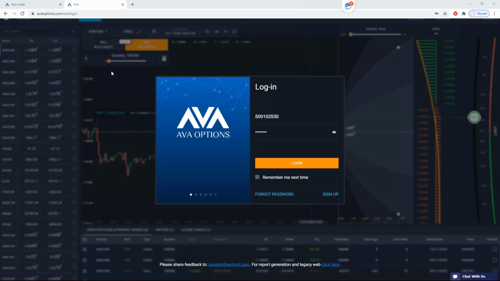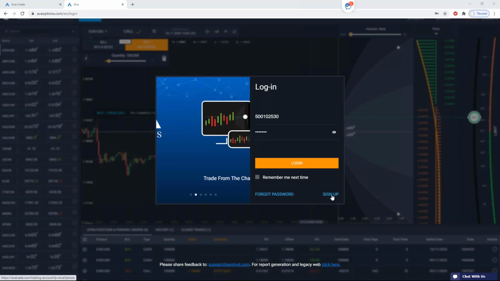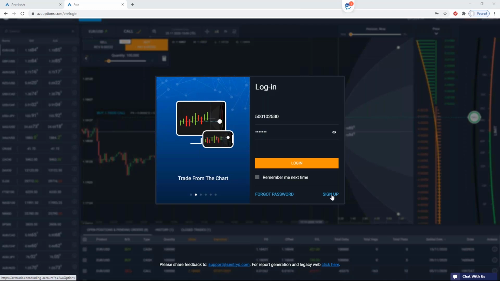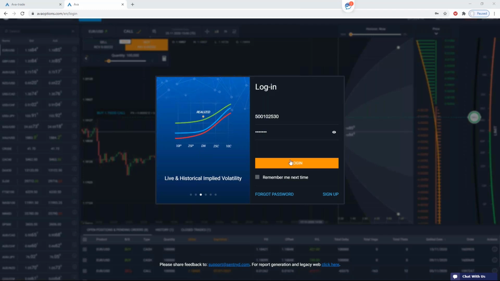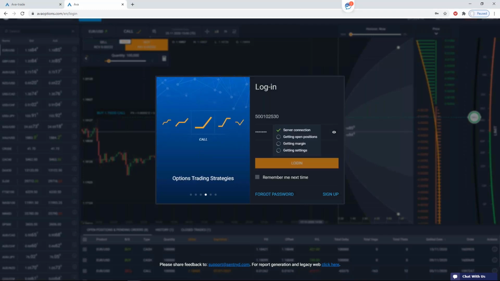So at AvaOptions.com, you'll get a login screen. I've got a demo account I'm going to log in with, and we have a link here to sign up, which will take you to a sign up page. If you haven't got an account already, you can open up a demo account or a real account and use our beautiful new web trader. I'm going to click login, and let's get right into it.